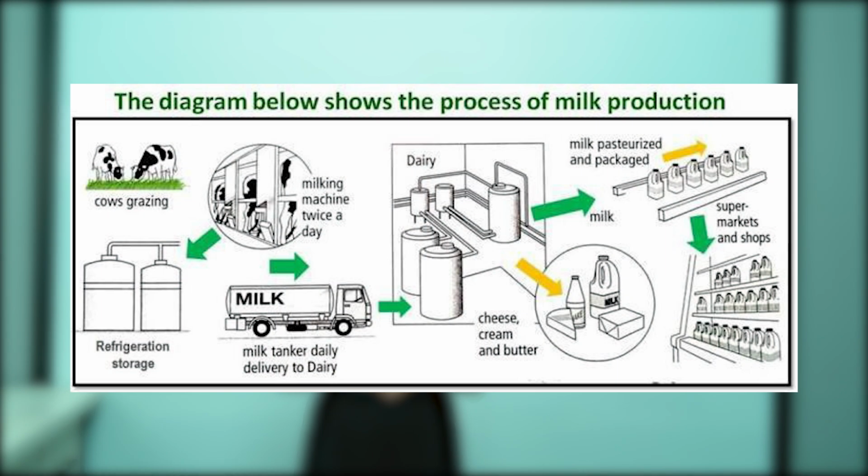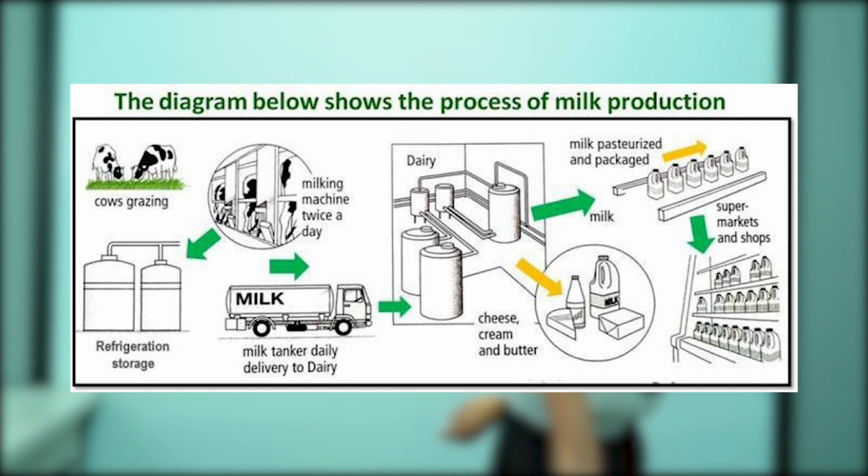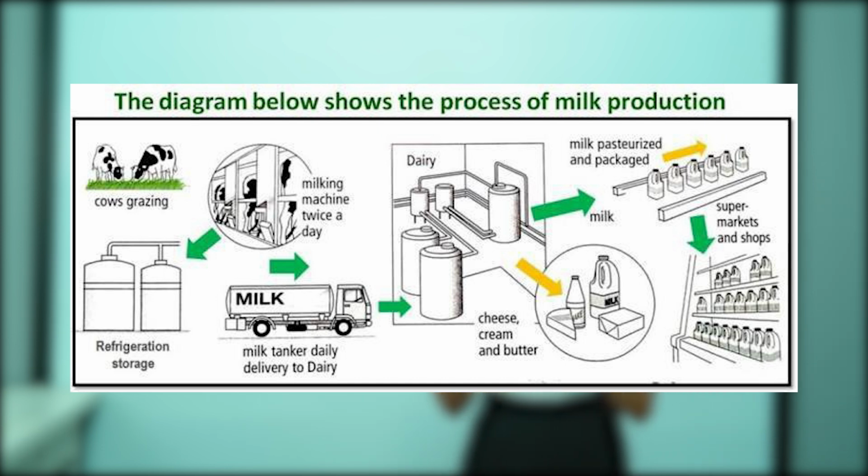Okay, so what does process mean? Process is a step-by-step guideline that can show you your actions. For example, first action, second action, third action, and your last action. Here you can see a process. So the diagram below shows the process of milk production. As you can see here, we are given different lines that show, for example, first action, second action.